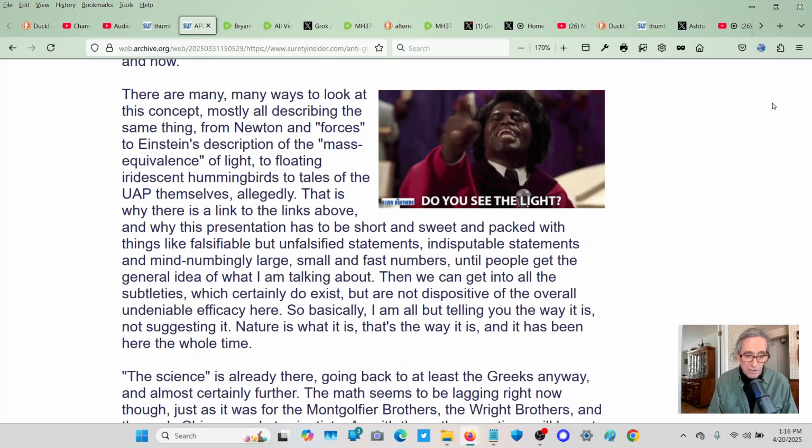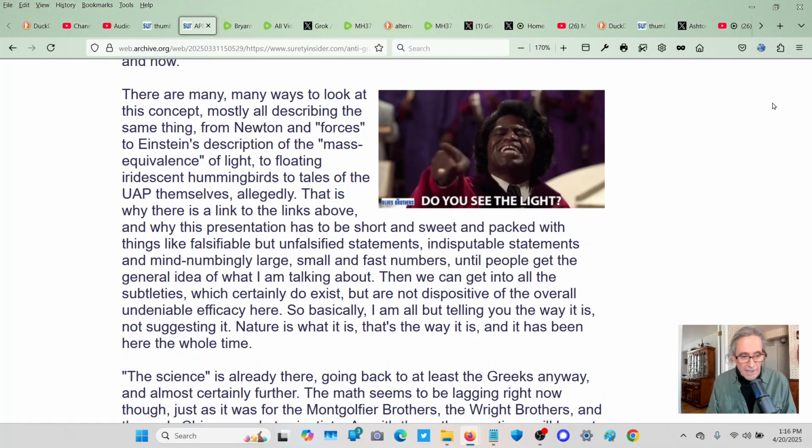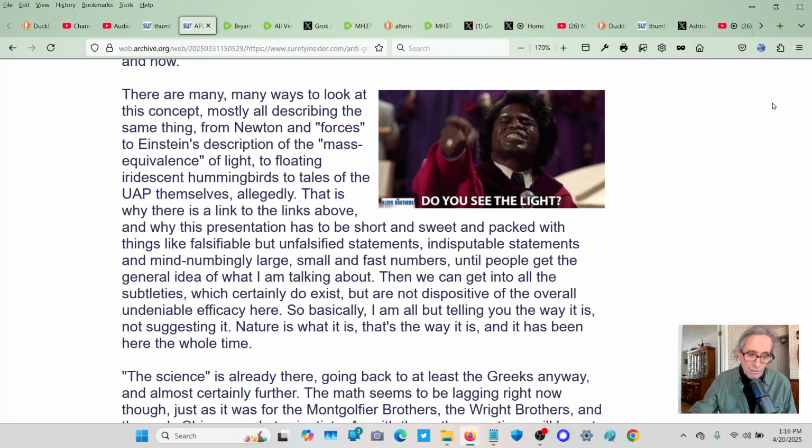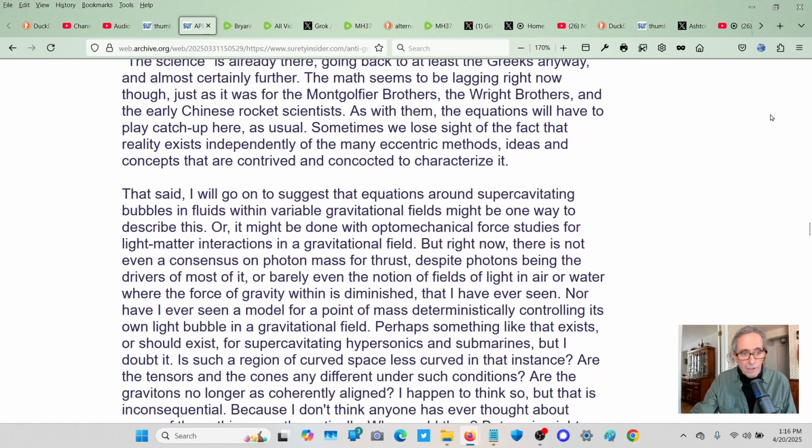Nature is what it is. That's the way it is. And it has been here the whole time. The science is already there, going back to at least the Greeks anyway, and almost certainly further. The math seems to be lagging right now, though, just as it was for the Montgolfier brothers, the Wright brothers, and the early Chinese rocket scientists. As with them, the equations will have to play catch-up here, as usual. Sometimes we lose sight of the fact that reality exists independently of the many eccentric methods, ideas, and concepts that are contrived and concocted to characterize it.